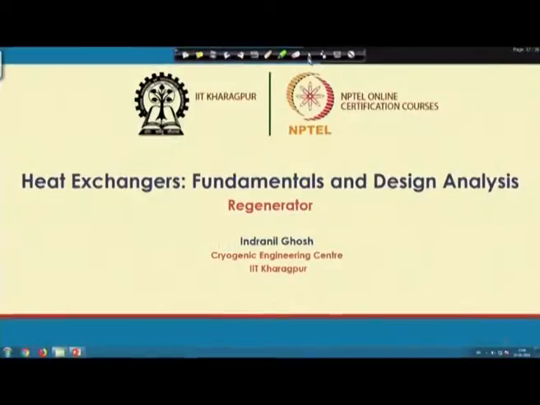I mean, hot fluid will be giving heat to the cold fluid, and either it will be a direct heat transfer or it will be separated by a plate or at least some non-permeable medium, and fluids will be exchanging heat. Now, in this storage type of heat exchanger, which we call regenerators, this is in contrast to that recuperator.